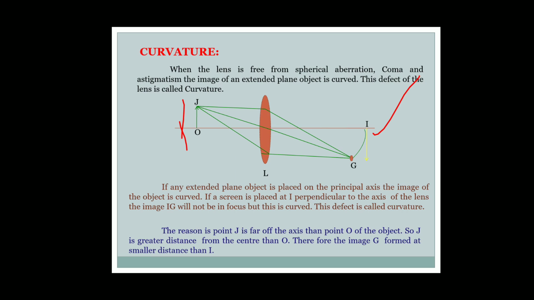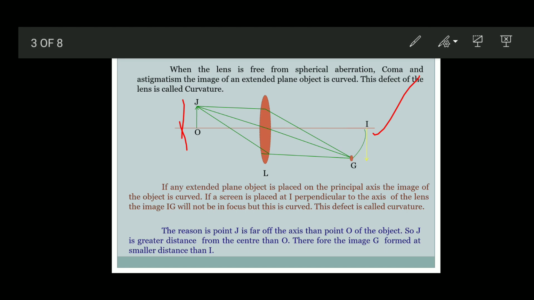Why is curvature happening? When we see the diagram OJ, J is very far from the principal axis and O is near to the axis. The distance from the lens to J is more than the distance between the lens and O. So if the distance increases, magnification changes and image distance changes, so that the image of J at G is nearer to the lens than the image of O. So this image is curved. This is called curvature.